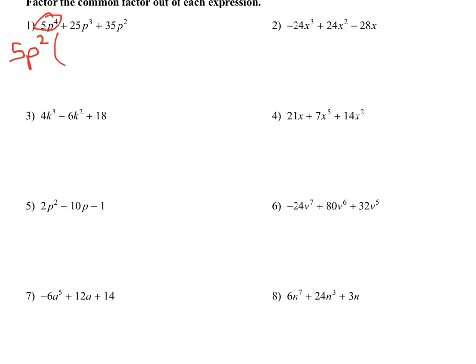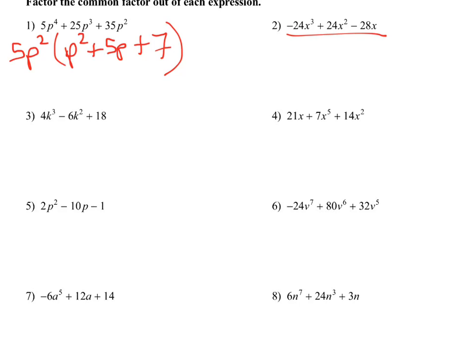This one, the 5 got divided out, so that's gone. And then p to the fourth divided by p to the second is just p to the second. And then 25 divided by 5 is 5, and p to the third divided by p to the second is p. And the last one, 35 divided by 5 is 7, and p to the second divided by p to the second is nothing, so just 1. And so that leaves us with that, and there's your answer for number 1.